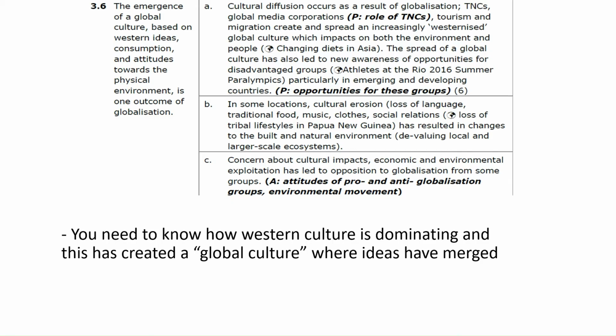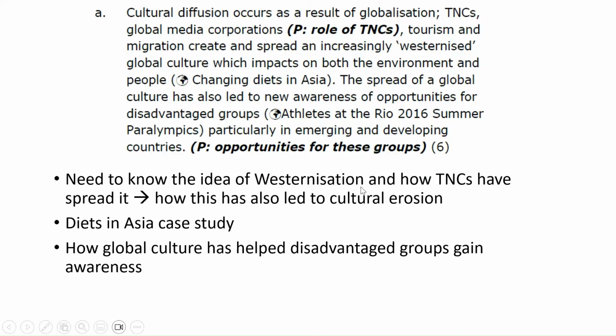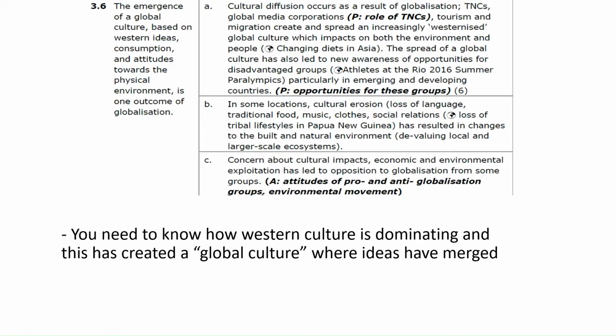All right, so 3.6, let's get onto it. The emergence of a global culture based on Western ideas and consumptions and attitudes towards the physical environment is one outcome of globalization. Every time I read these, they just overcomplicate everything to the point it starts to annoy me. So I'll just put it simply for you guys. You just need to know how Western culture is dominating and has created a global culture where ideas have merged. And you just need to understand that perhaps some people see it as a positive and some people see it as a negative.